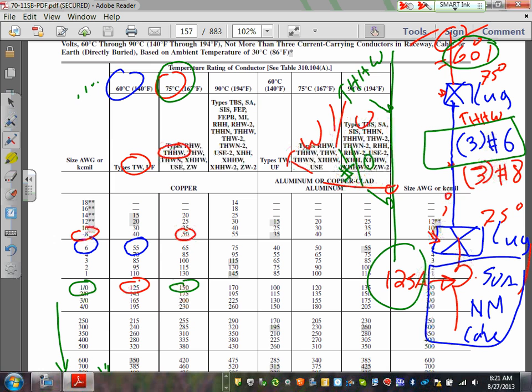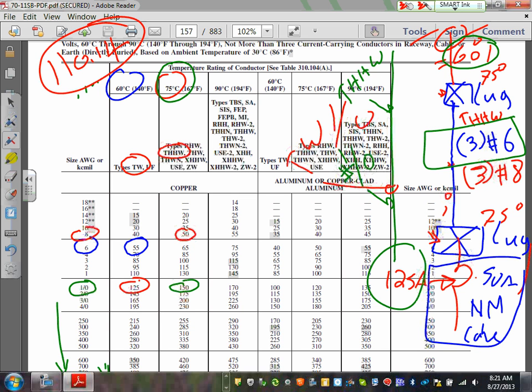All the rules that I gave you guys are summarized in 110.14. Any sequence of 110.14 summarizes all the rules that we just talked about. Any comments, any questions?